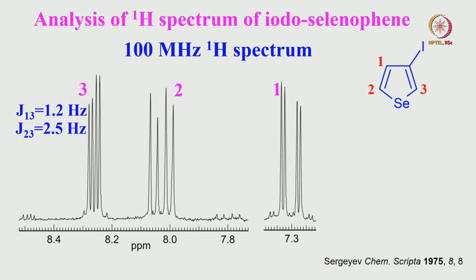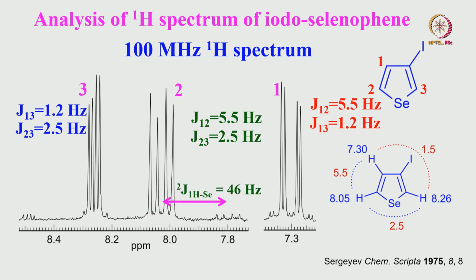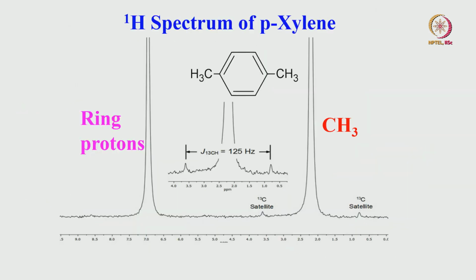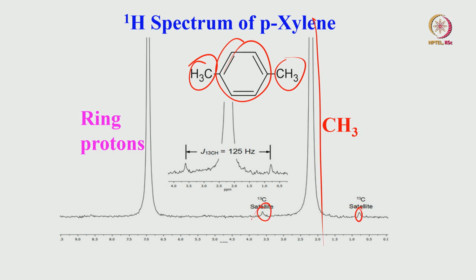Another example of this, we discussed selenium satellites. I want to show this proton spectrum of paraxylene. It is a very simple molecule, and all 4 aromatic protons are equivalent here, and the 2 CH3 groups are equivalent. The CH3 group is going to give you a strong peak, but on either side of it you see 2 small peaks, they are satellites.